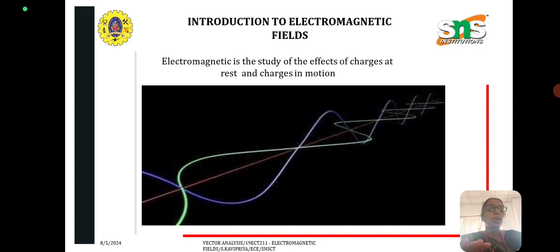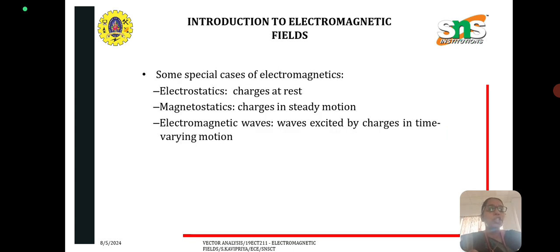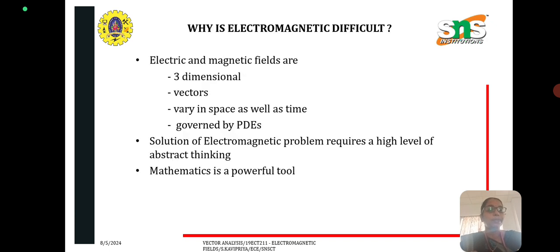So first, what is electromagnetics? Electromagnetics is the study of the effects of charges at rest and charges in motion. Some special cases of electromagnetics are electrostatics, which deals with charges at rest; magnetostatics, which deals with charges in steady motion; and electromagnetic waves, which are the waves excited by charges in time varying motion.